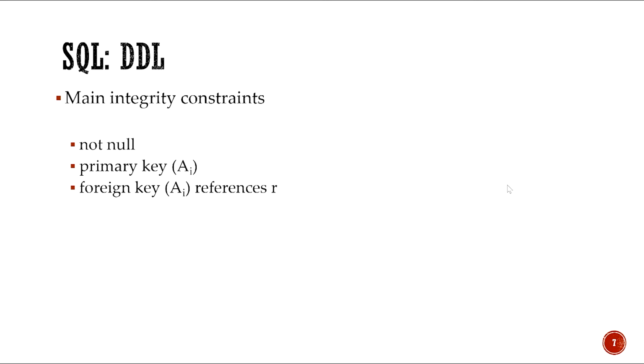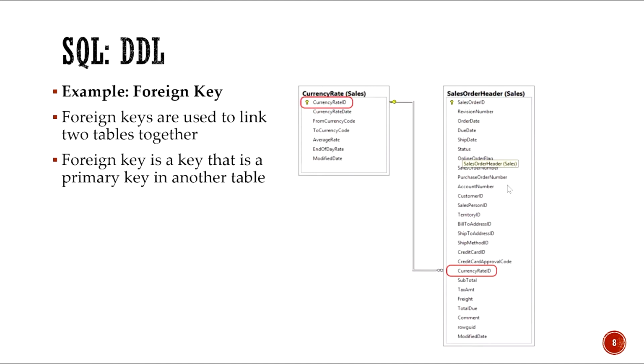And you are going to see an example here. So we have two tables, sales order header and currency rate. For the first table, sales order ID is the primary key, and then you can see the different attributes or columns. And one of the columns, currency rate ID, is actually the primary key of the currency rate table. So foreign keys are used to link two tables together. And a foreign key is the key that is a primary key in another table.